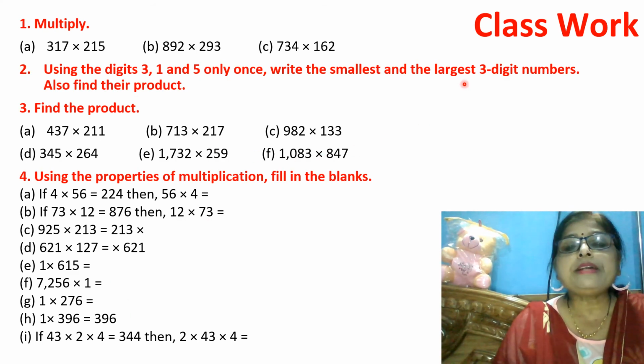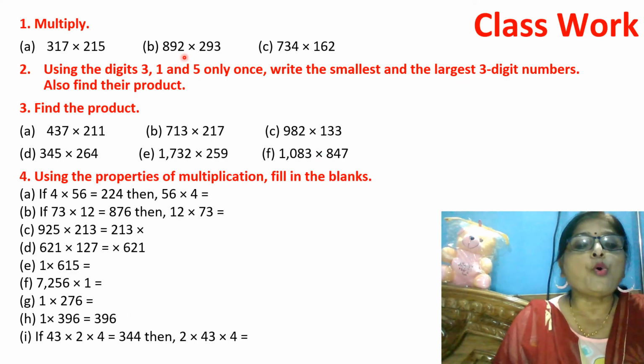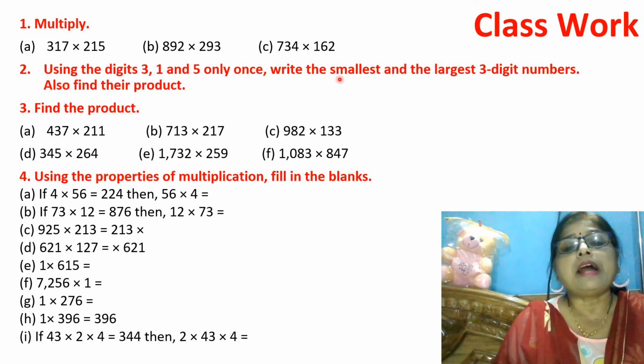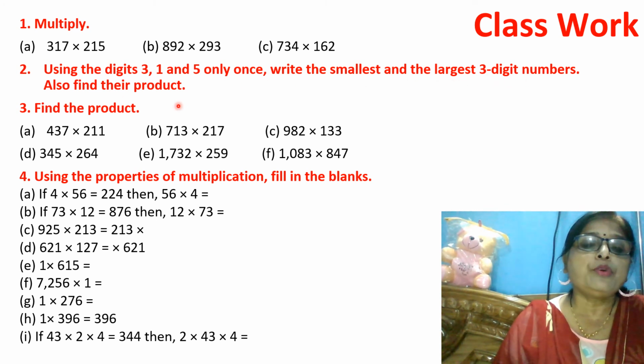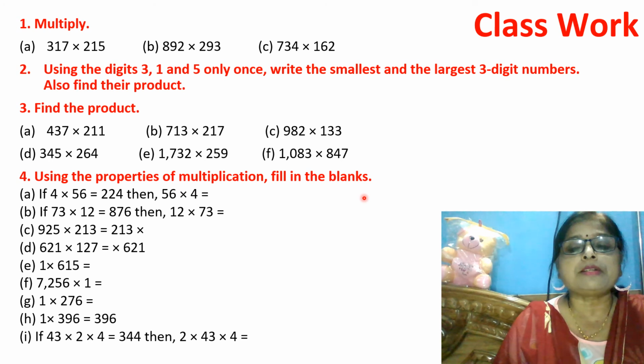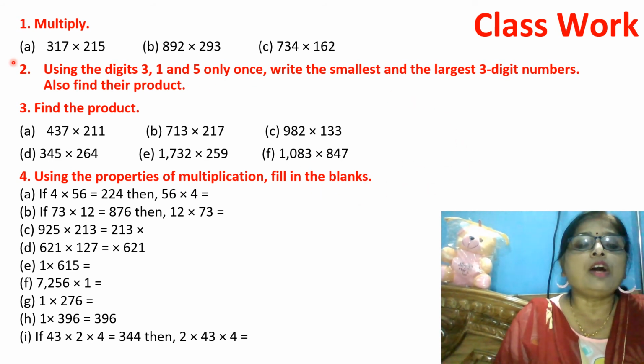Now my dear students, this is the classwork. So many sums are given here. Question number 1, 2, 3, 4. The first one is multiplication. Next one: using the digits 3, 1, 5 only once, write the smallest and the largest 3-digit number and then find the product. Next one, find the product. And the fourth one is based on the properties of multiplication. So now take out your copy and try to solve question number 1, 2, 3, 4.